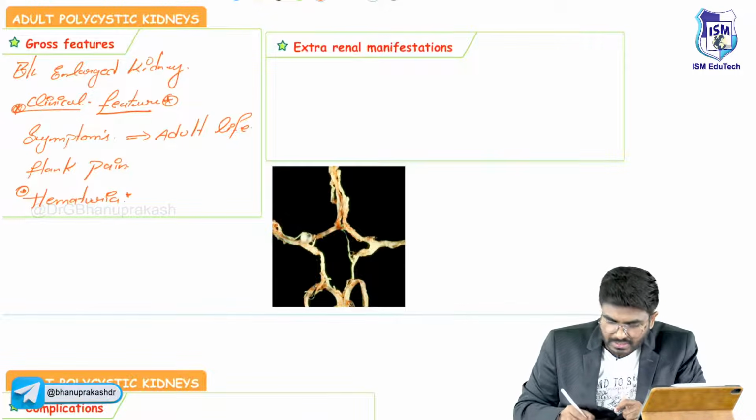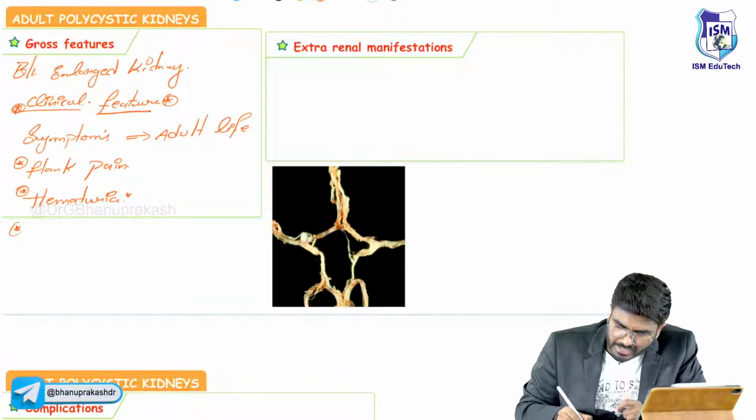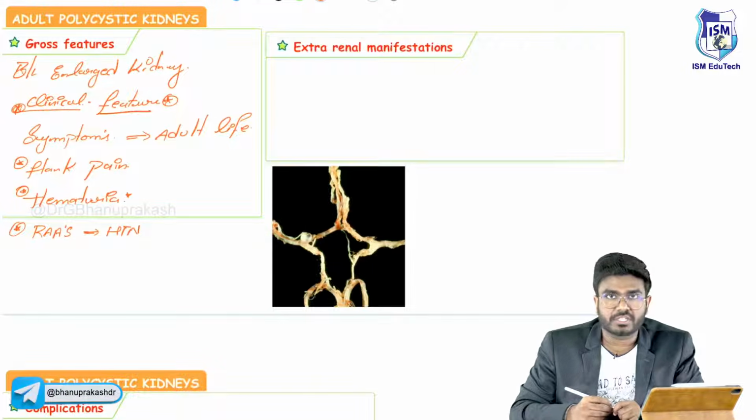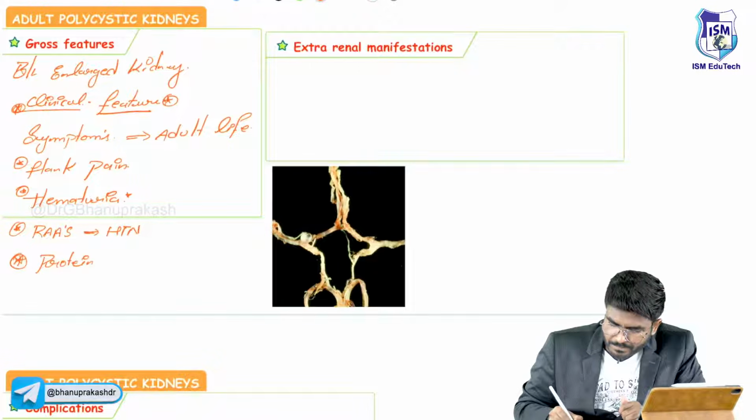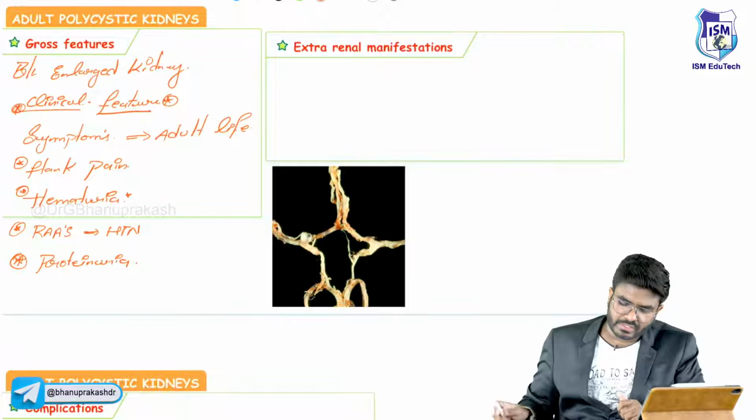In these patients, kidney failure, right? In these patients also, there is going to be activation of the RAS pathway, so that will lead to hypertension. These patients are also supposed to have proteinuria. So these are the clinical features.